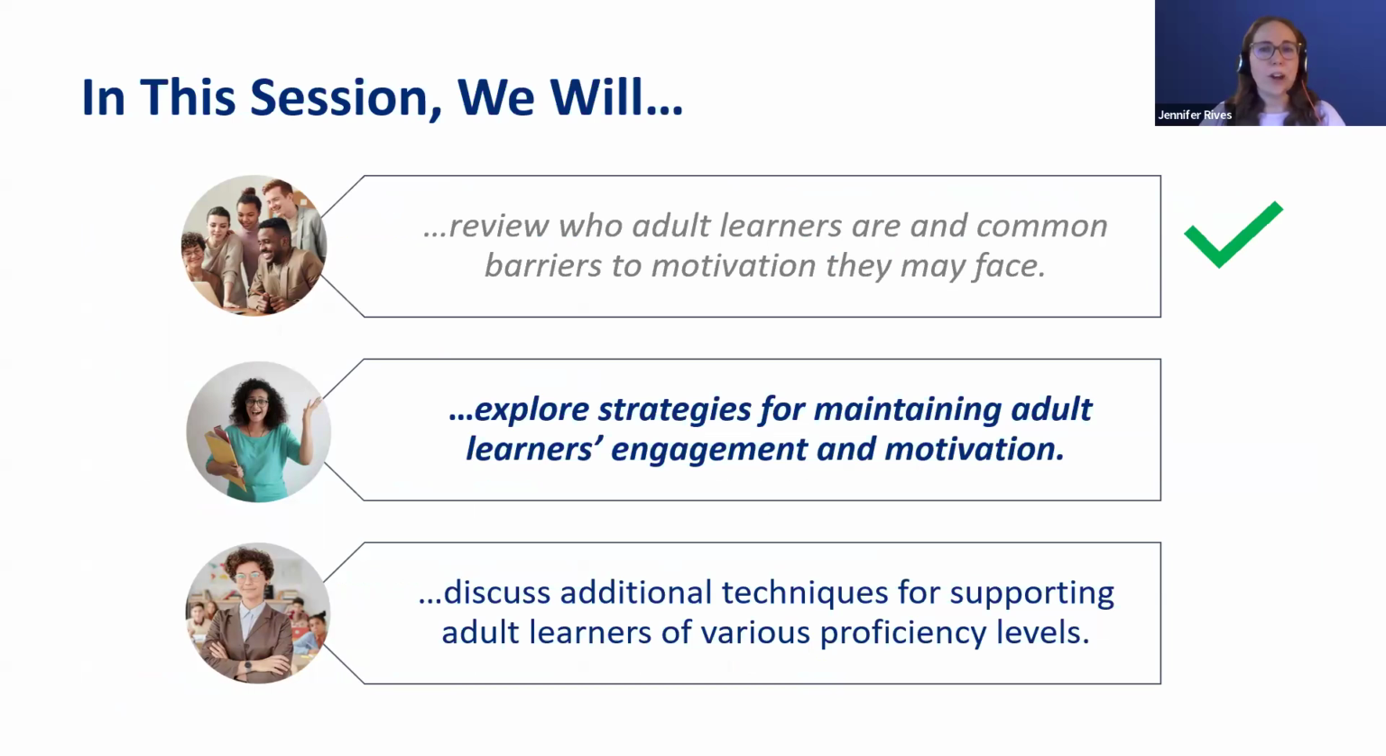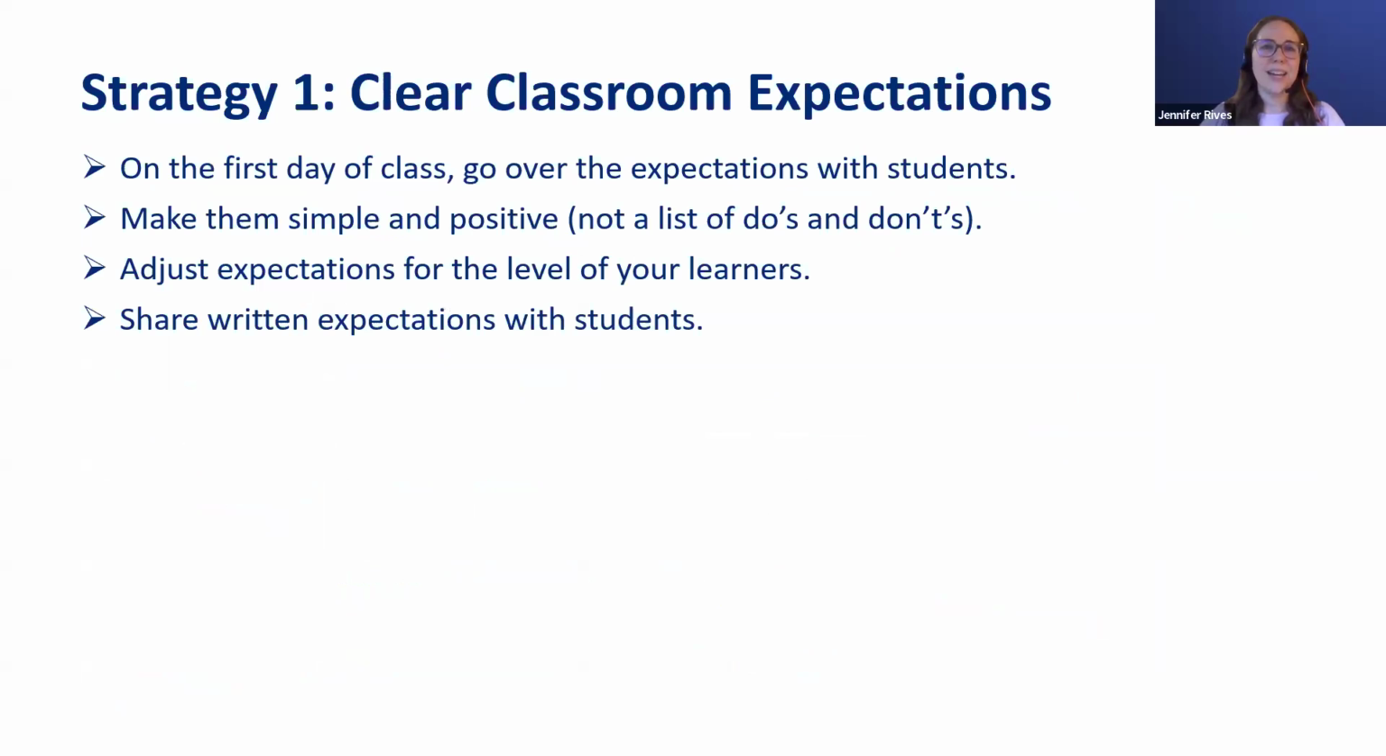So, by now, we've talked all about who adult learners are and explored some common barriers to motivation that they may face. Now, let's look at some strategies for maintaining adult learners' engagement and motivation in the classroom. The first strategy we'll discuss is setting clear classroom expectations. As we said earlier, adult learners need clear classroom expectations from their instructor to know what's expected of them and what they need to do to see results.